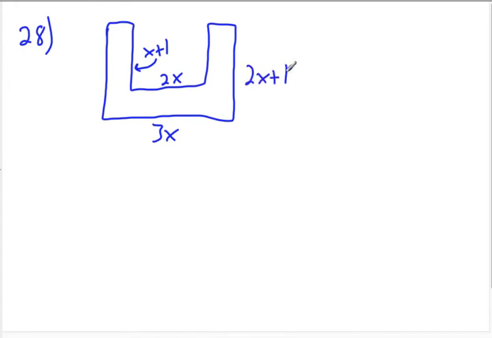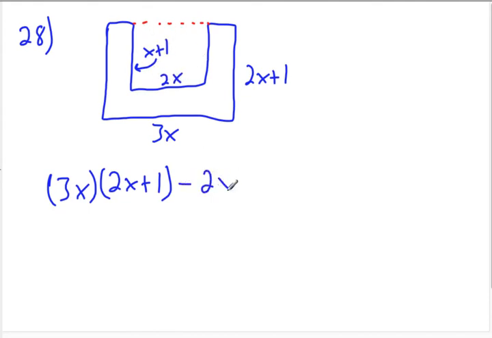All right. Well, there are a couple ways to do this. One way would be to surround this into a full rectangle. So find the area of the full rectangle, which would be 3x times 2x plus 1. And then subtract out this rectangle that's not there, right? So the 2x times x plus 1.